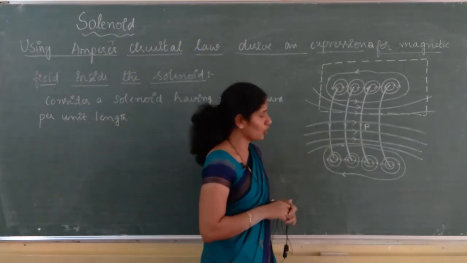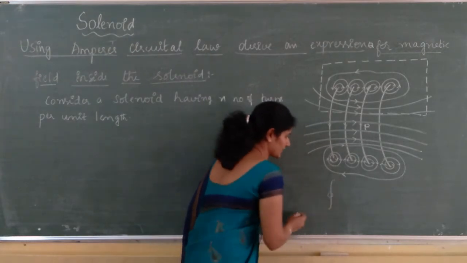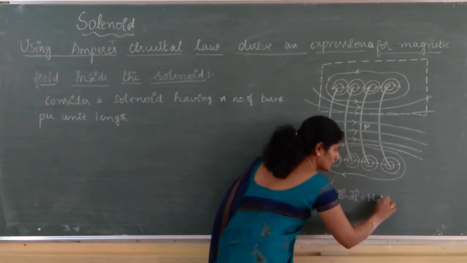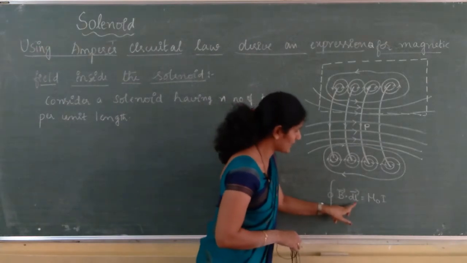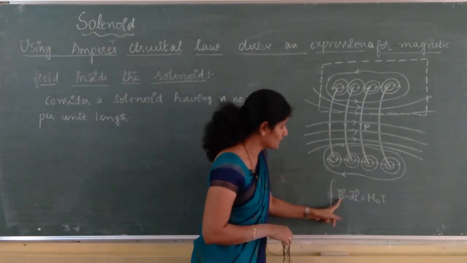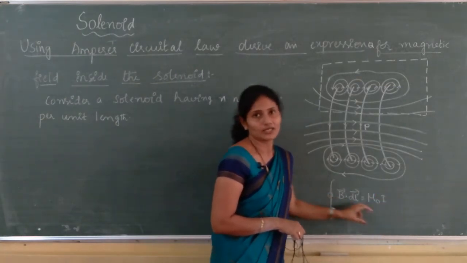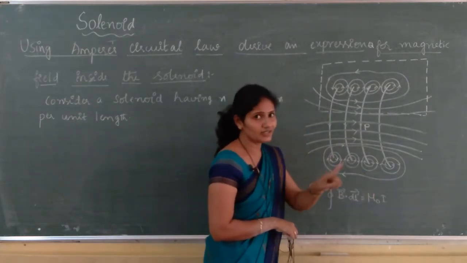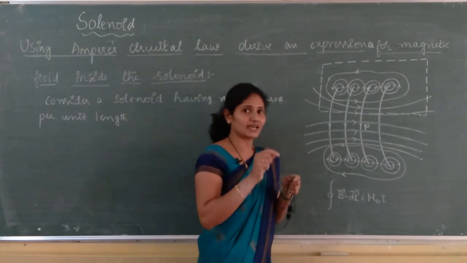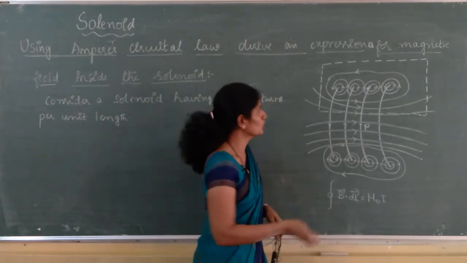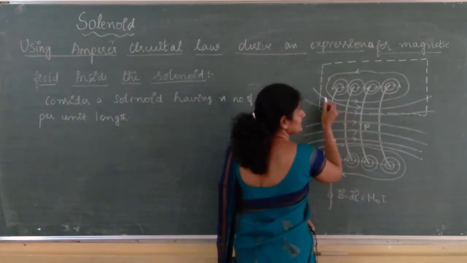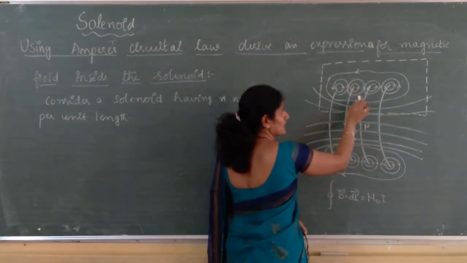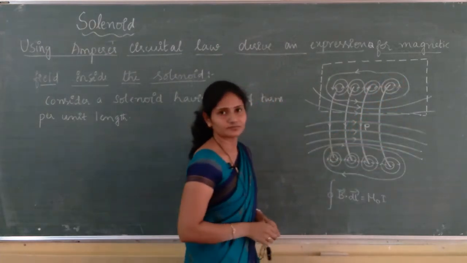According to Ampere's circuital law, the closed line integral of B vector dot dl vector should be equal to mu naught into I, where mu naught is the permeability and I is the current enclosed within the curve. That means the current carrying conductor should be inside the Amperean loop. The current is flowing in this conductor, and due to the flow of current we have magnetic field lines.